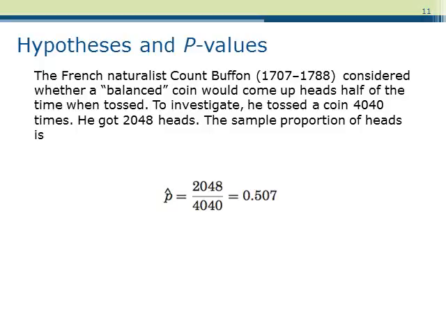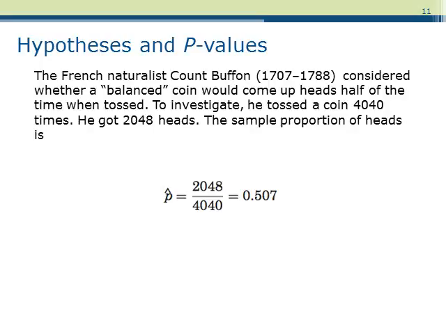Let's consider an example. Suppose we wanted to test whether or not a coin was fair. Suppose 4,040 tosses are performed and 2,048 come up heads. The sample proportion of heads is then p̂ = 0.507. To test whether or not the coin is fair, we need to define the null and alternative hypotheses. What do you think the null hypothesis is?